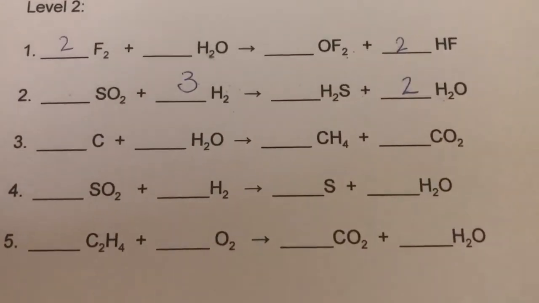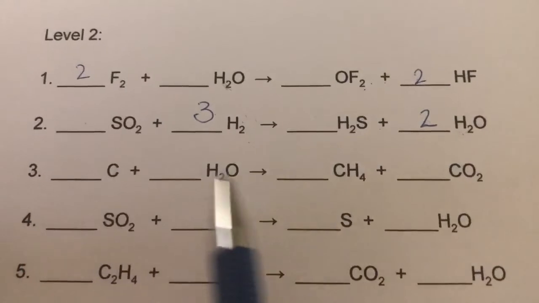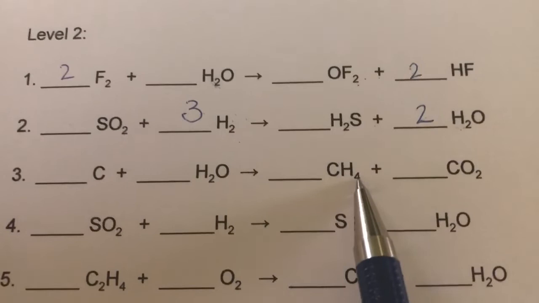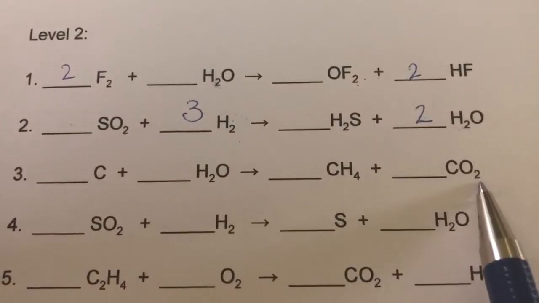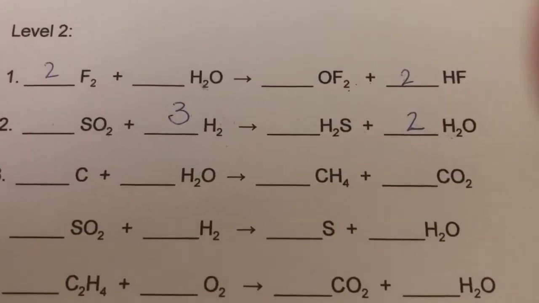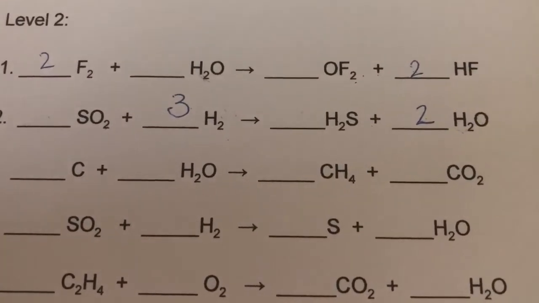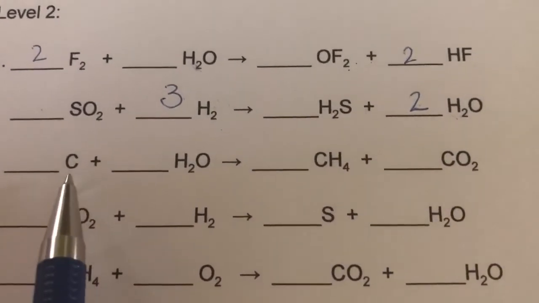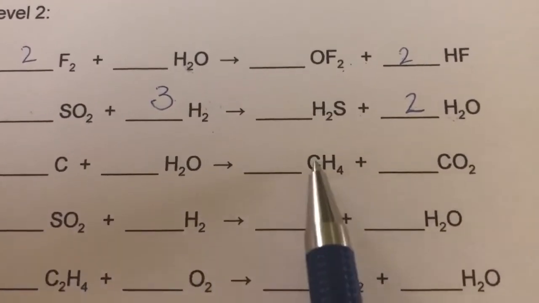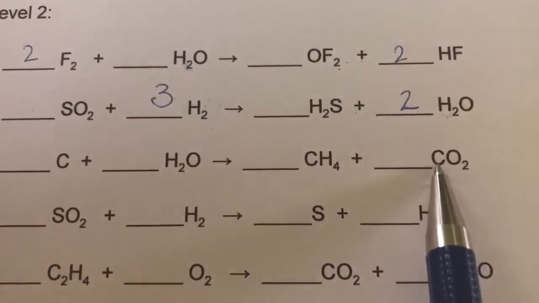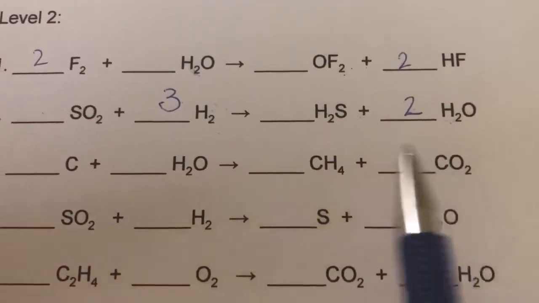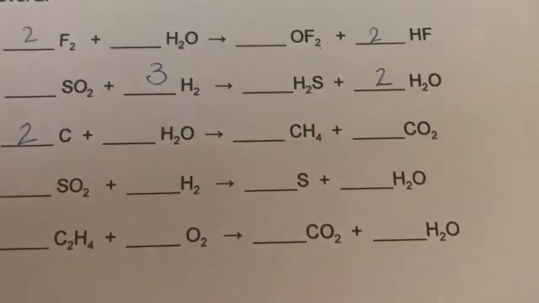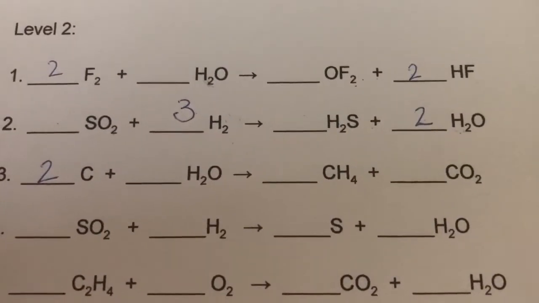Moving on to number 3. We see that we have 1 carbon, 2 hydrogens, 1 oxygen, 1 carbon, 4 hydrogens, 1 carbon, 2 oxygens. Again, we have hydrogens and oxygens in this formula, so let's deal with everything else first. Let's look at our carbon. On the reactant side, we have 1 carbon. On the product side, 1 carbon plus 1 carbon, which is 2 carbons. What do I multiply this guy by to get 2 carbons? We need the 2. So now we have 2 carbons on both sides.